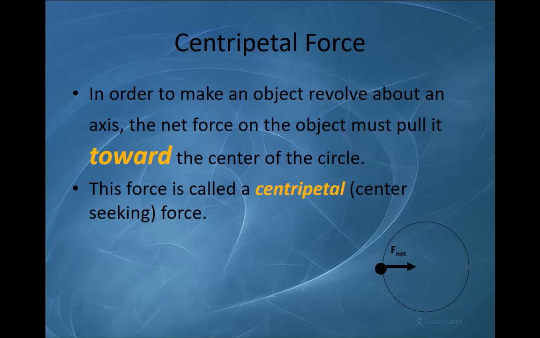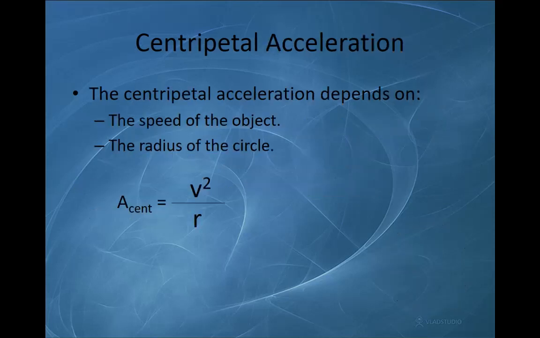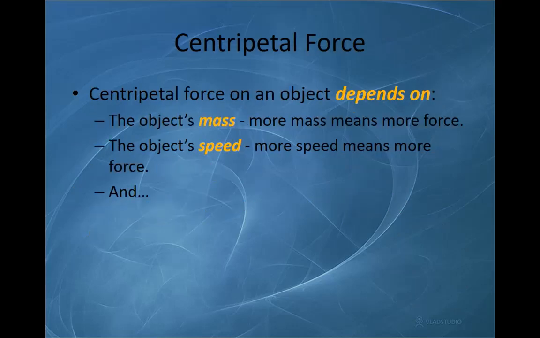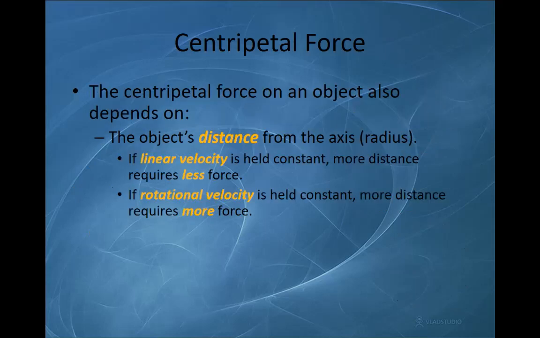Now, when we look at the force, which is slightly different from the acceleration, remember acceleration depends on speed and radius. The centripetal force depends on the object's mass, because it's mass times acceleration, and the object's speed. Okay, so the faster it's traveling, the more force it has. But the centripetal force also depends on the object's distance from the axis. So this is that radius. If the linear velocity is held constant, more distance requires less force. If rotational velocity is held constant, more distance requires more force.